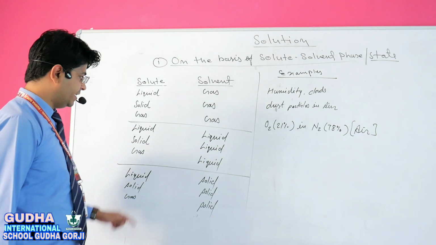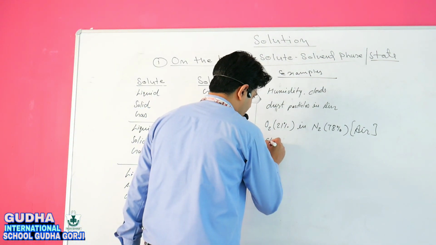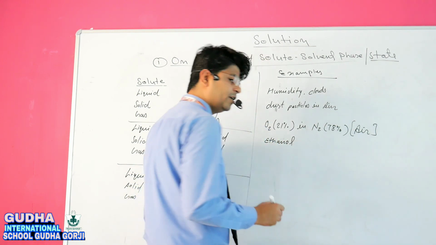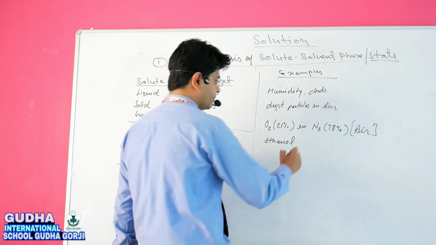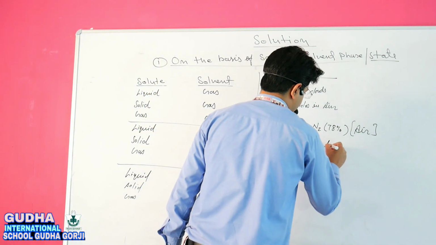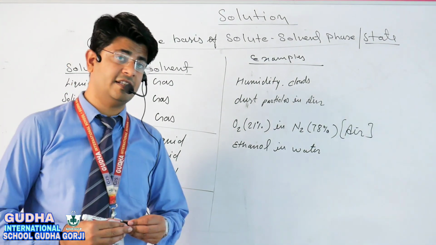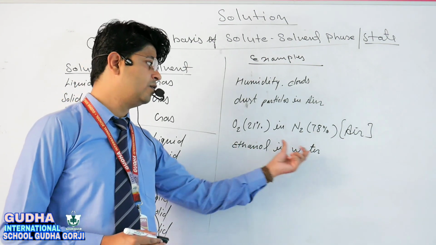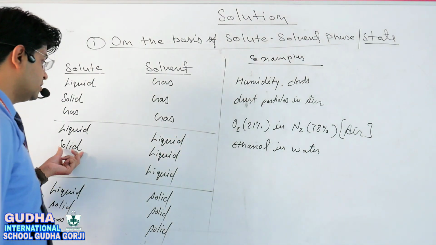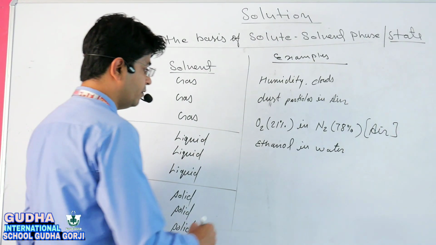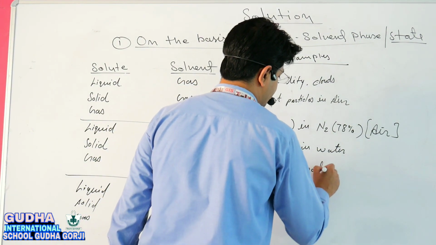Move to the second category, liquid in the liquid. Ethanol, an important component of liquor, in water. So see, ethanol is liquid, water is also liquid. As ethanol is in the small quantity, it is termed as solute. Water, as it is present in more quantity, is known as solvent. Solid in liquid: a very familiar example, sugar or salt in the water.